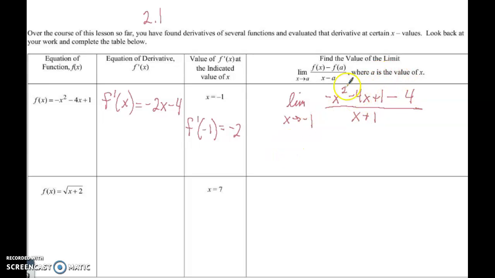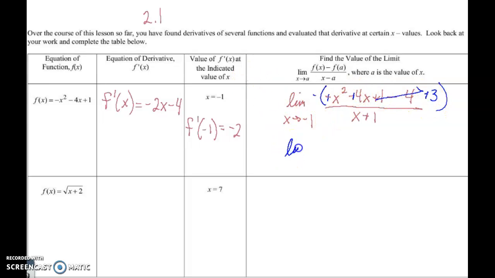Well, here, let me just put these together. So 1 minus 4 is negative 3. And it might actually be to your benefit to factor out a negative there. So by factoring out a negative, what will happen is this becomes plus x squared plus 4x plus 3. I hope you understand everything I'm doing.